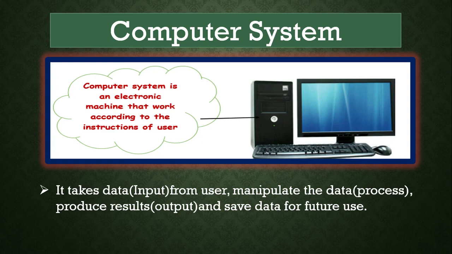For example, we want to multiply two numbers 3 and 2, then we will give input to the computer, and it will process it. Process means it will perform the calculation on 3 and 2. It will produce a result, it means it will produce the answer 6, and we can also save this answer for future use. So we can say the computer system works according to the IPO cycle. IPO means input process output cycle.